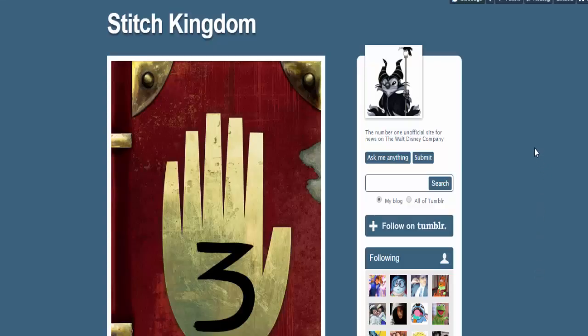Alright, hey guys, so today I'm going to be going over the pages that were released from Journal 3 recently, and you can find them on Stitch Kingdom's Tumblr or Alex Hirsch's Twitter, and these are high-res images, so I'm going to be going over them and saying the secrets that I found.